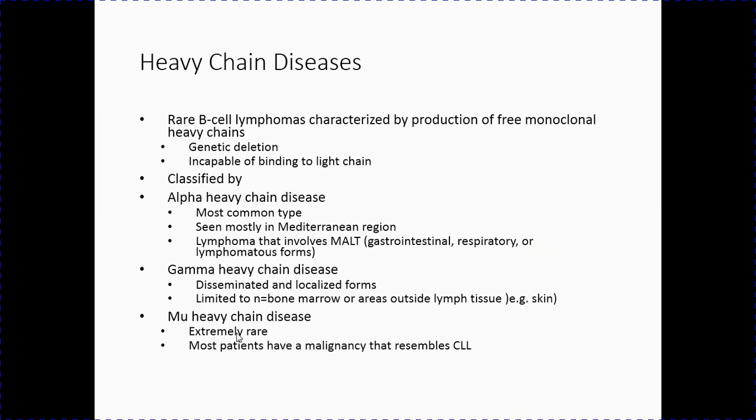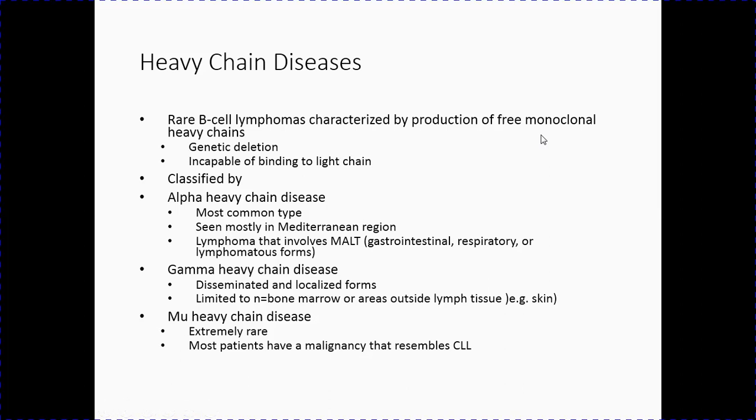Heavy chain diseases we're going to move on to. We're getting into more and more rare ones. Heavy chain diseases are another rare B-cell lymphoma, and they are the production of free monoclonal heavy chains. The genetic mutations in the B cells result in the production of abnormal heavy chains caused by genetic deletion. So it's not a rearrangement, for example, it's a genetic deletion. You're producing all these heavy chains, but they're not normal, so they're incapable of binding to light chains. You're not developing good immunoglobulins with the production of these heavy chains.